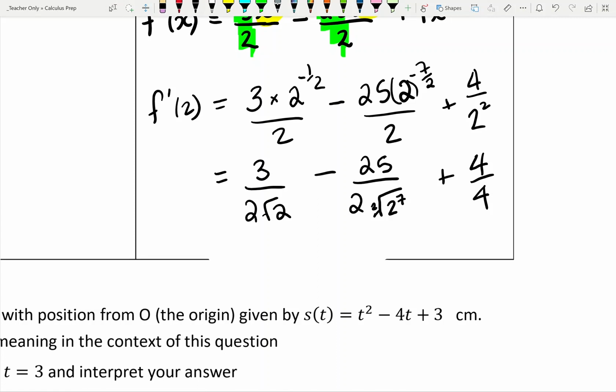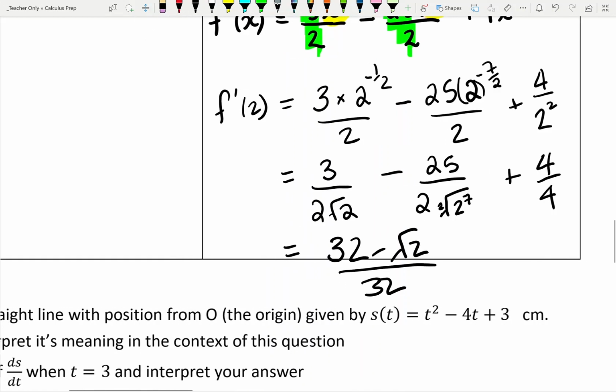Honestly, you can work it out if you want. That's totally up to you, but it comes to 32 minus root 2 on 32. Not something you would be asked to calculate without a calculator, for sure.